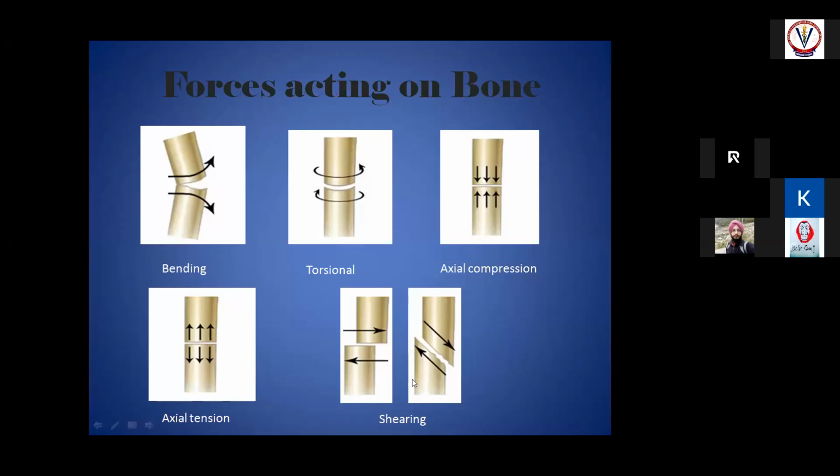So these five forces are very important, and a majority of the times it is more than one force. It's a combination of, it can be a bending and torsion, or it can be a torsion and shearing, or it can be a tension and bending. So it is always a combination of forces that will lead to a particular type of fracture.